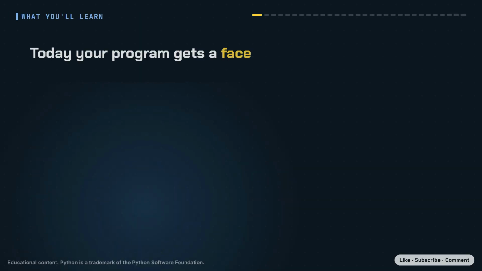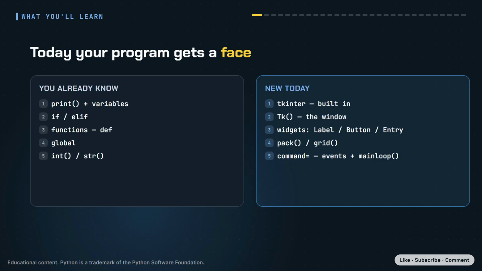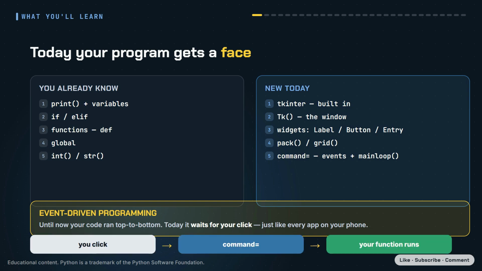You already know how to print, use variables, write if and elif, and build functions. Today, you learn the new pieces: tkinter, the tk window, widgets, pack and grid, command equals, and mainloop. And one big idea: event-driven programming. Your program stops running top to bottom and waits for your clicks, just like every app on your phone.